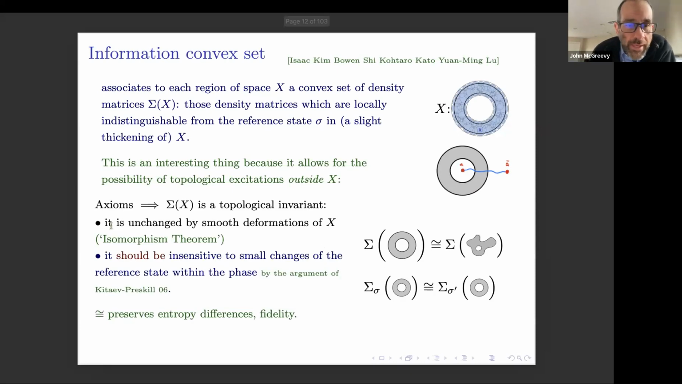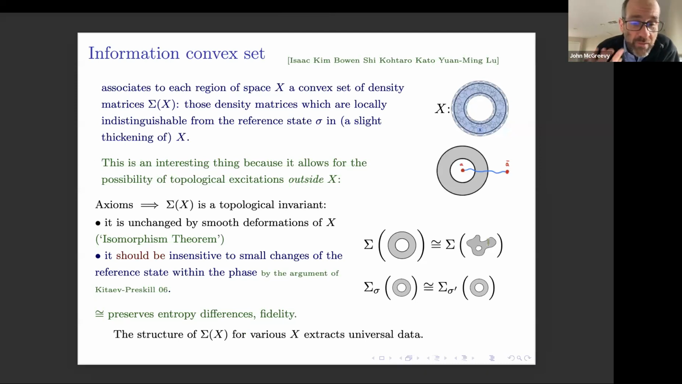Okay, so the axioms A0 and A1 imply that this information convex set is a topological invariant. In particular, it's unchanged by smooth deformations of X. And by unchanged, what I mean is that entropy differences between density matrices are the same and fidelities are the same. And of course, the structure as a convex set is the same. And there's a heuristic argument due to Kitaev and Preskill that it should be insensitive also to small changes of the reference state within the phase. So the idea is the information convex set of a round annulus is the same as the information convex set of a mushed up annulus.